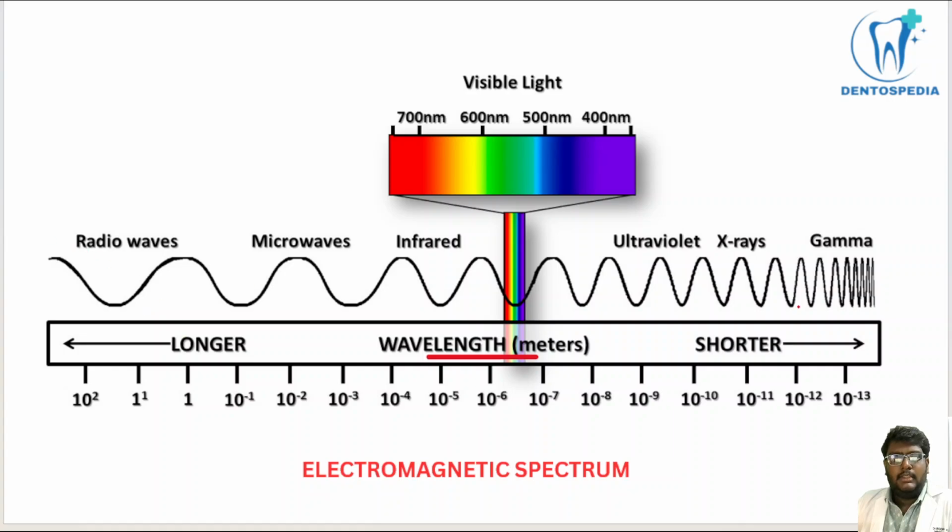In this electromagnetic spectrum, radio waves have the longest wavelength but lowest frequency, and gamma rays have the shortest wavelength and the highest frequency. X-rays are present between ultraviolet and gamma rays based on their wavelength. X-rays are a kind of ionizing radiation, and visible light lies between the wavelengths of 400 to 700 nanometers. And this is all about the electromagnetic spectrum.